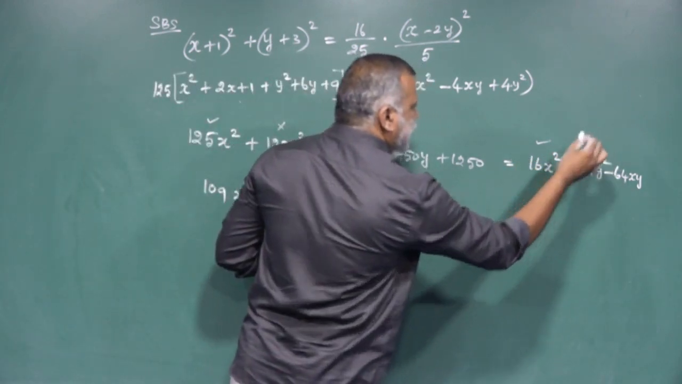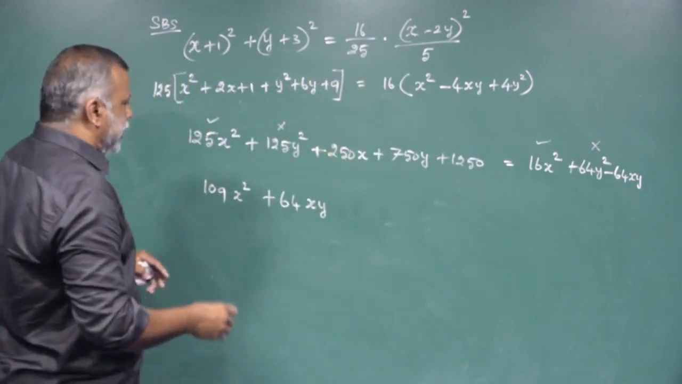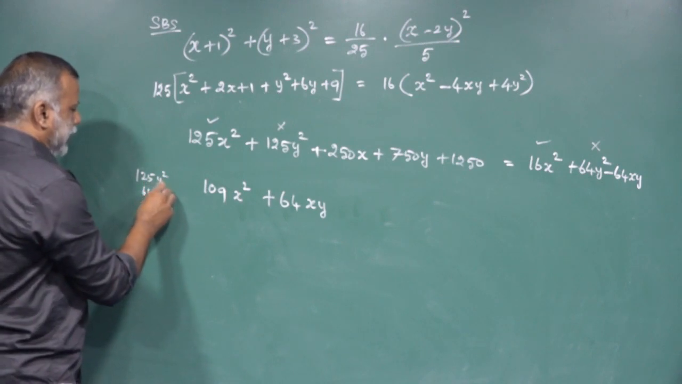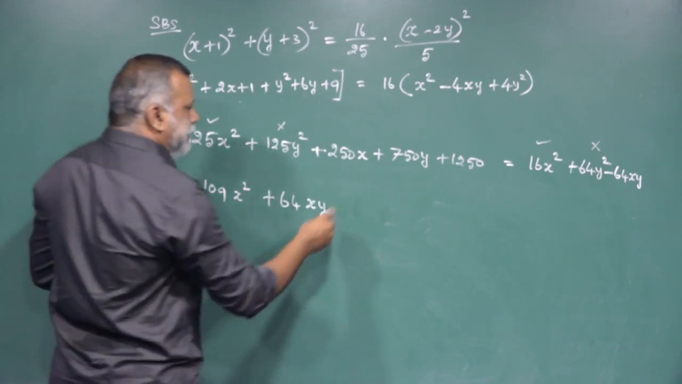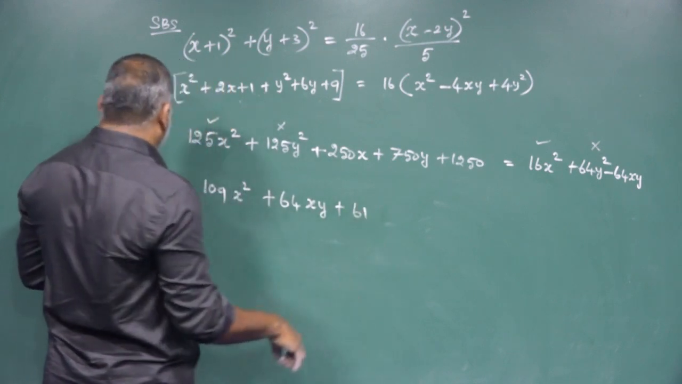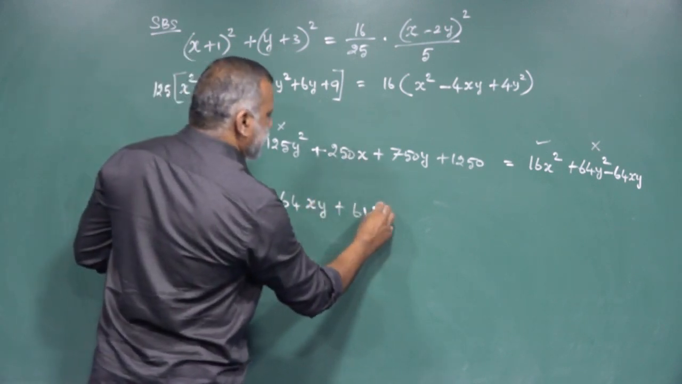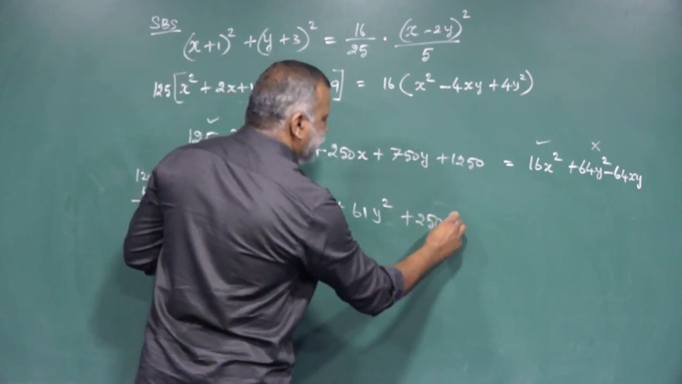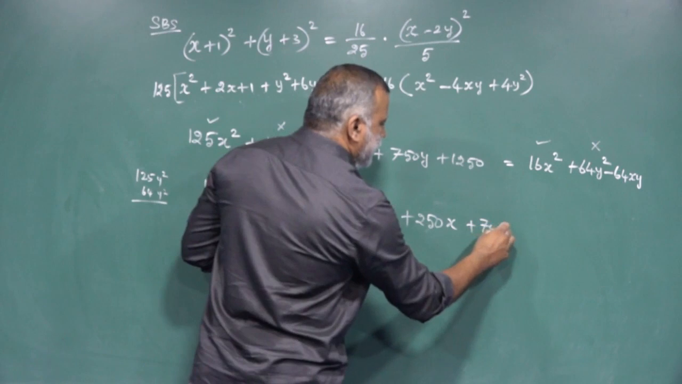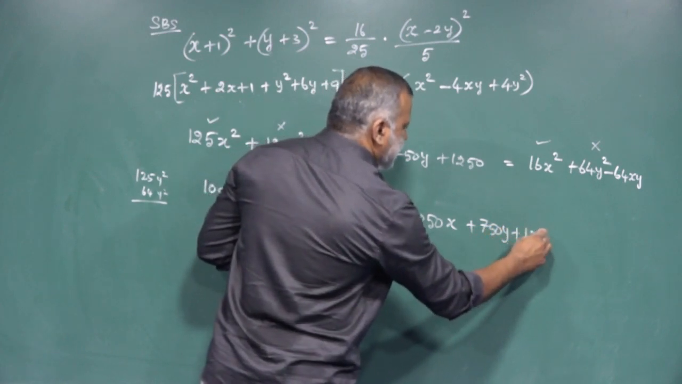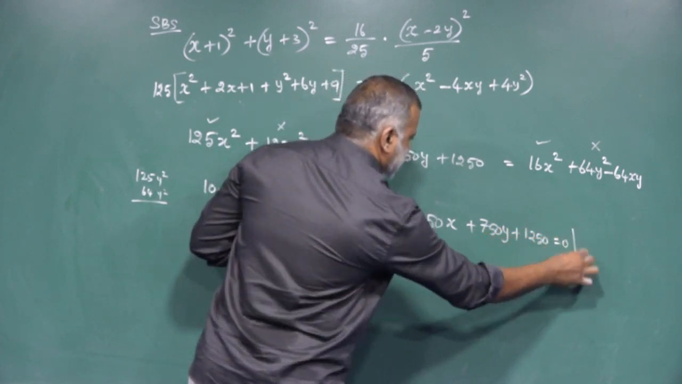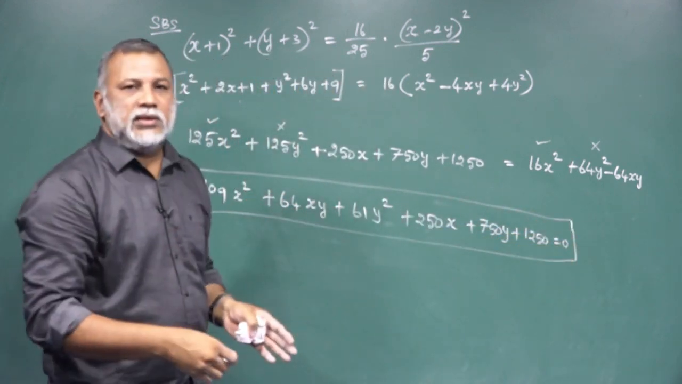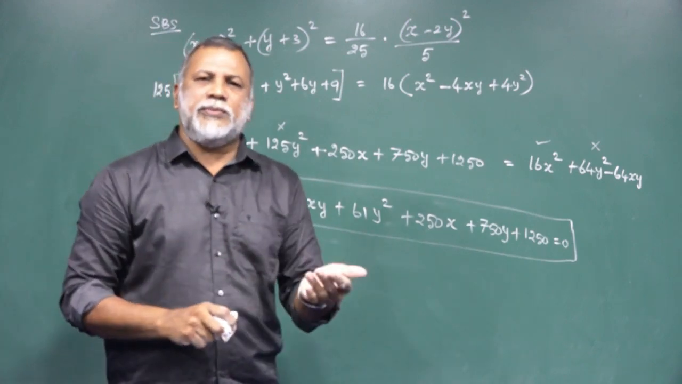Here also we are having 64y squared. So 125y squared minus 64y squared; we are going to subtract here. We can get 61y squared. Then the remaining terms are the same: 250x, 750y, 1250. So this is the general equation of this conic. Already we discussed that this conic should be an ellipse.